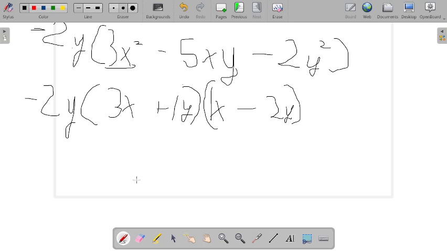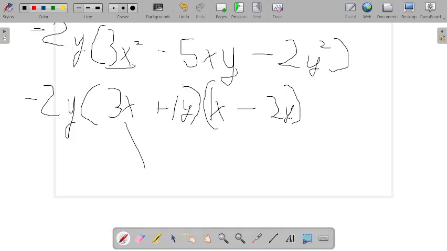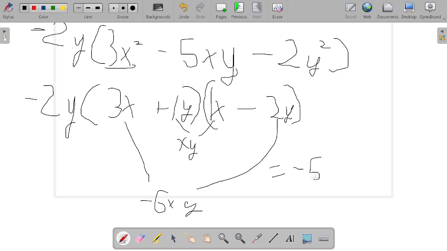Now, if you check, this has to add up to become negative 5xy. So you multiply outer with outer, which gives you negative 6xy, and inner with inner, positive xy, which is negative 5xy. Ignore whatever this is. Let me just write down a proper way. Okay, so this is your answer.